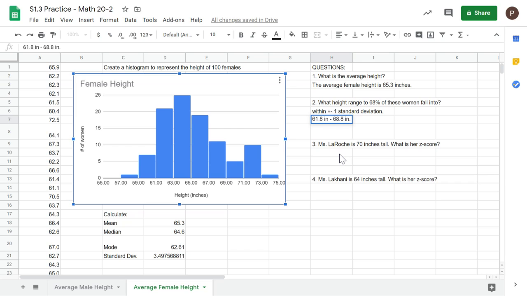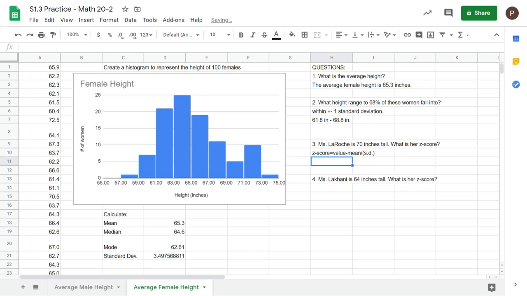Miss LaRoche is 70 inches tall. What is her Z-score? So notice if we look up at this range, right, I'm outside of that 68.8 inches, so I am on the taller side. We can use that formula. Remember, Z-score is equal to value minus mean divided by standard deviation.